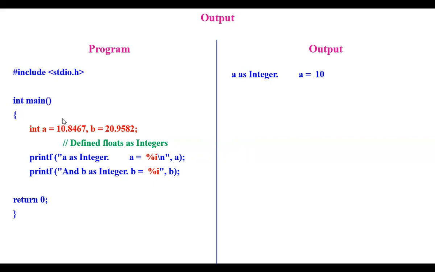Interesting. For a as an integer, its value is truncated and only the integer part of the entire value is taken, and the rest is neglected. Similarly for b, the integer part before the decimal point, the left side, is taken and all the rest is neglected, because they are declared as integers and displayed as integers. So we must be careful in declaration as well as display. These are the precautions to be taken in displaying the data types.